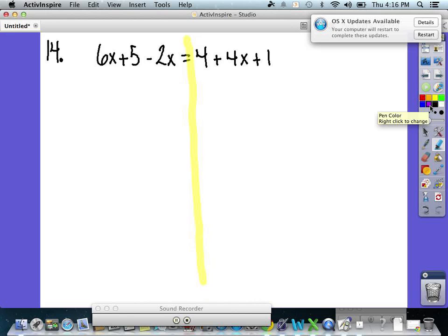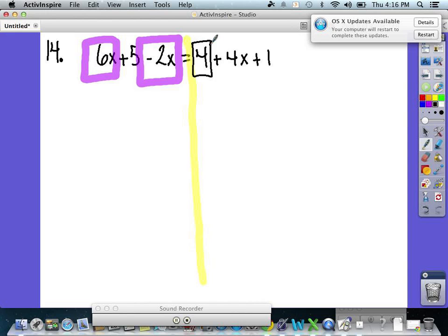Let's see. We have a 6x right here, and we have a negative 2x right here. All right. On this side, we have 4 and we have 1. So we do have quite a few like terms. That's number 2 on our steps. So 6x minus 2x will give us 4x. We're going to bring what we have left down, which is plus 5.